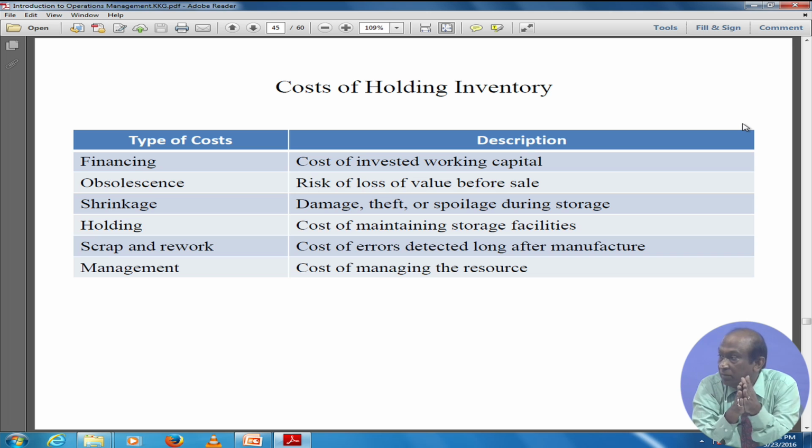Shrinkage: if you store inventory, damage, theft or spoilage during storage has an implied cost associated with it. Then holding cost, the costs of maintaining storage facilities. Scrap and rework, that is the costs of errors detected long after the manufacturing, and management costs, the costs of managing those resources. These are the different types of costs associated with holding inventory.